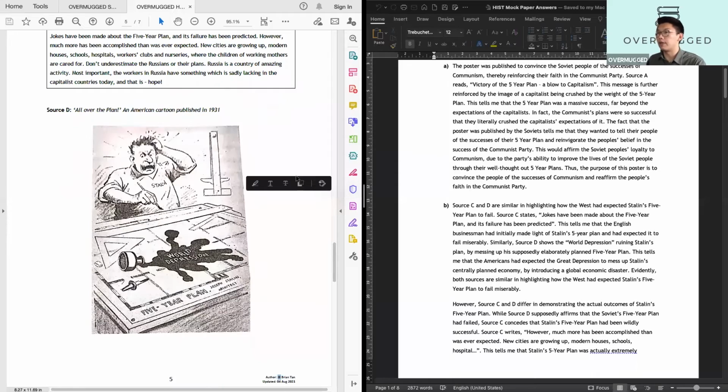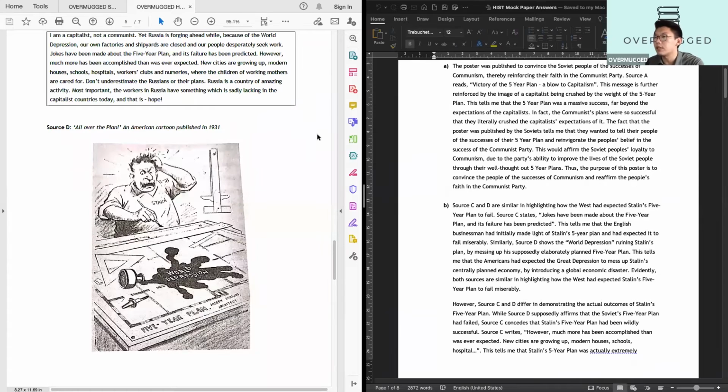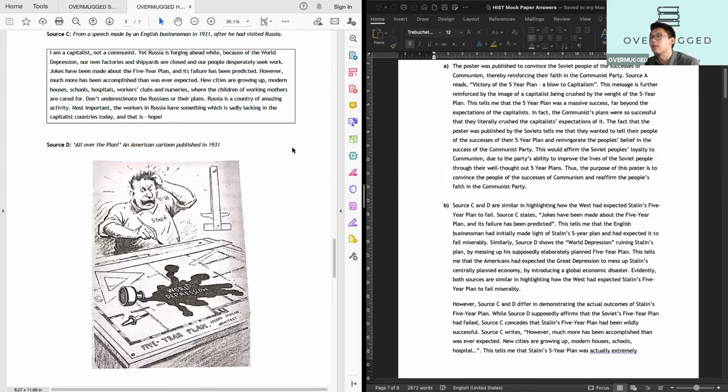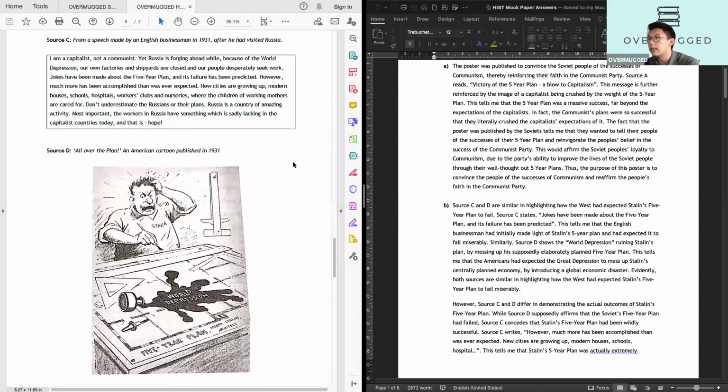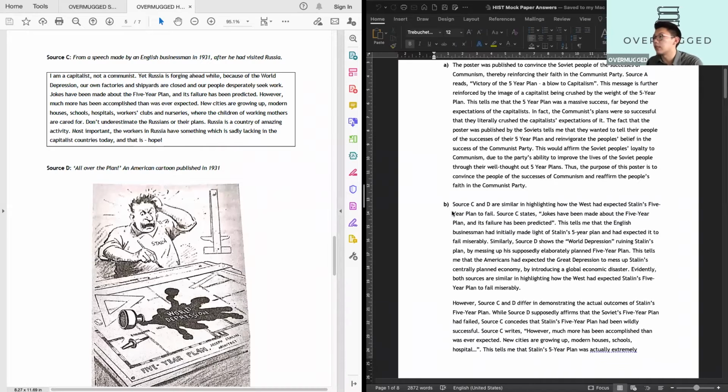So at the start, we have to look at the similarities, right? To first determine the similarities, we have to see what is the main issue that the sources are dealing with. Over here, both sources are clearly dealing with the 5-year plan, right? So what is important here about the Western expectations of the 5-year plan? Because as we can see, both of these are Western capitalist perspectives of Stalin and the Soviet Union. So essentially, both the sources are similar in highlighting how the West had expected Stalin's 5-year plan to fail.